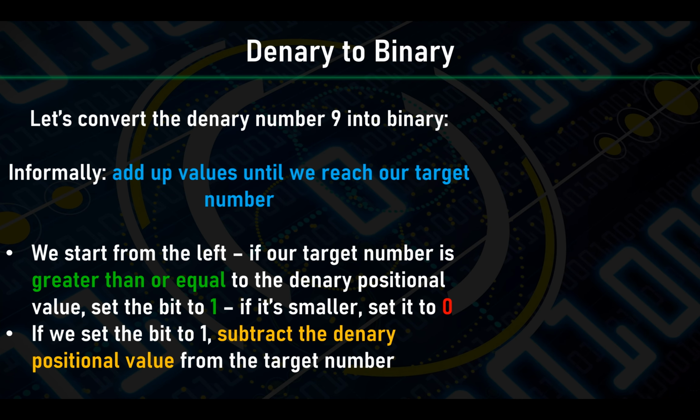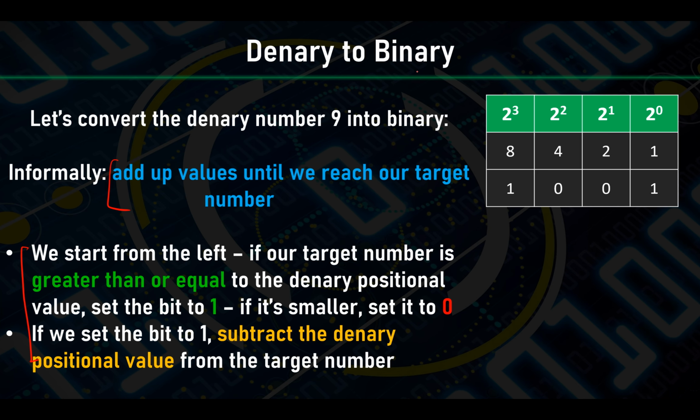Now, if we see an example, this is going to be quite easy. If we want to represent 9, we start from left to right. We ask, is 9 bigger than 8? In this case, 9 is bigger than 8, so that means we need a 1 here. Since we've used an 8 here, what we want to do is 9 minus 8. Since we've used an 8, that's going to give us 1 remaining.